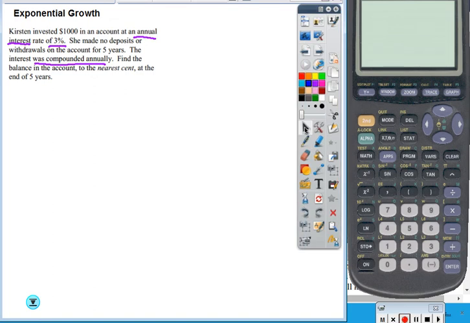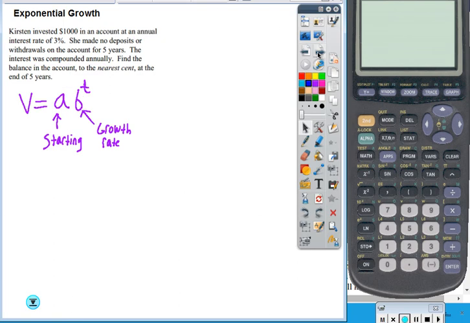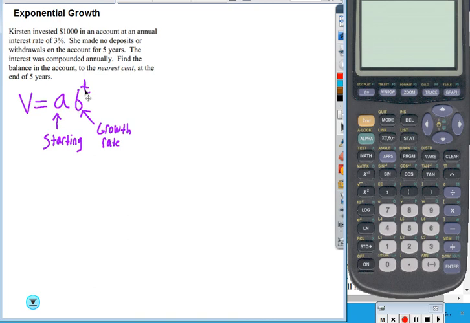So once we've established that we have exponential growth, there's a formula that we could use to solve this problem. We have V is equal to A times B raised to the T power. In this formula, A is the starting amount, B is the growth rate, and T stands for time. Now let us get all these variables together, one at a time, starting with A.